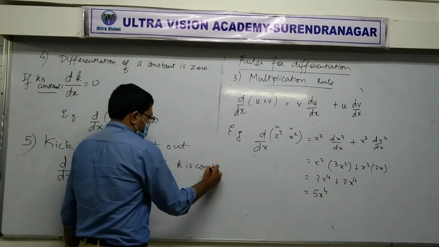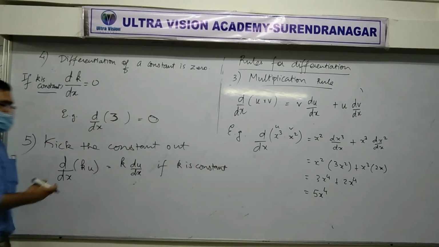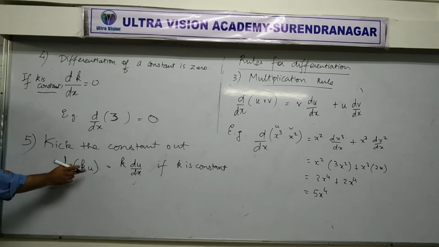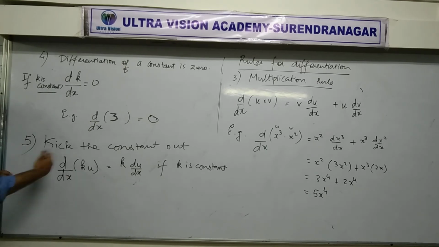Did you understand? Yes, no? What have we done? This k was multiplied with u, but k is a constant, u is not a constant. So what do we do? We take the constant out, write it outside and then just do it like you do using any of the other rules. Understood? Yes. Let's take an example quickly.